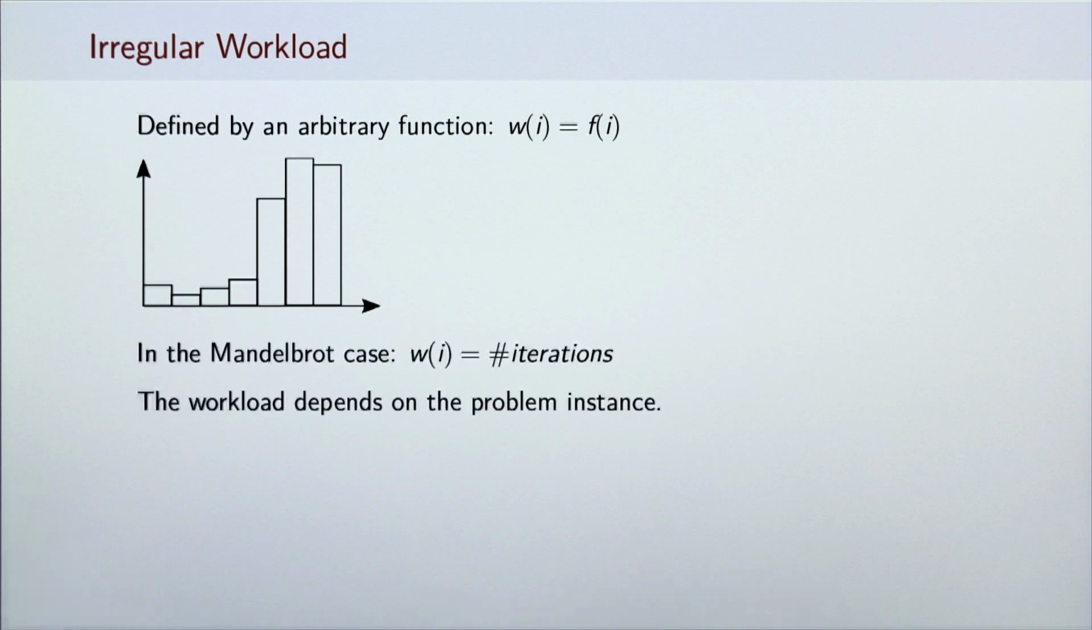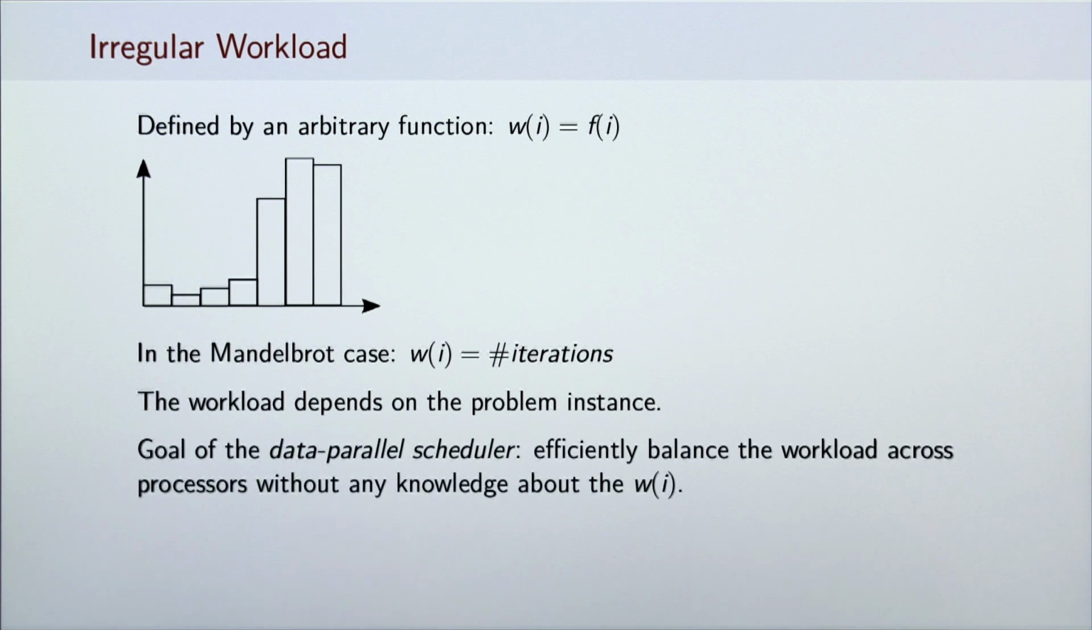In the case of Mandelbrot rendering, the running time of each loop index depends on the number of iterations spent in the computePixel method. This value depends on the particular pixel and the particular part of the Mandelbrot set that we are rendering. In other words, it depends on the problem instance. The goal of the data parallel scheduler is to efficiently balance the workload across processors without necessarily having any knowledge about w(i). Thanks to the scheduler, the task of balancing the workload is shifted away from the programmer. This is one of the advantages of data parallel programming.